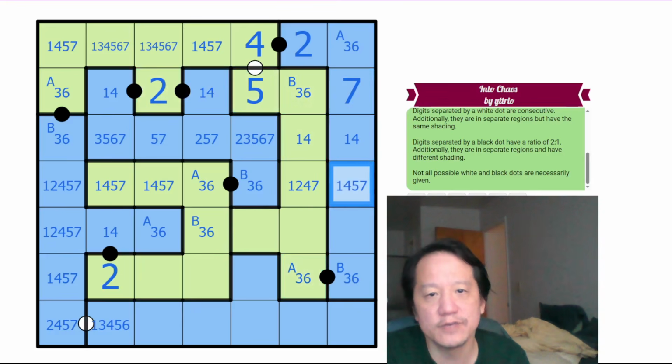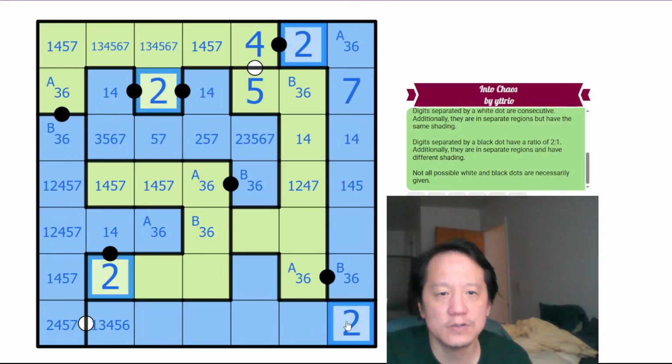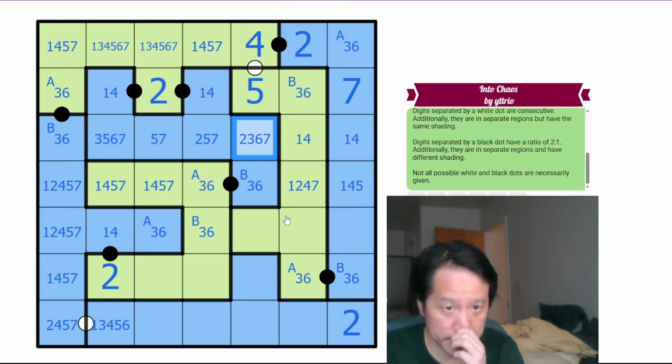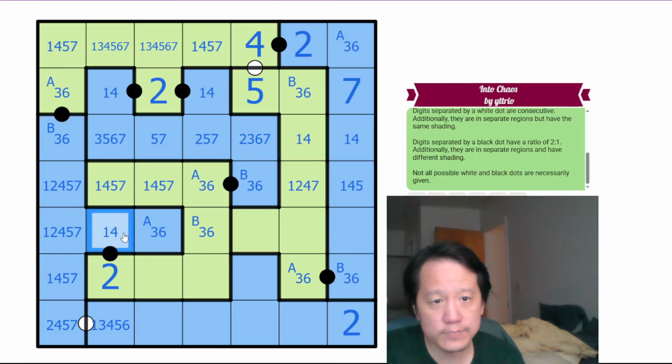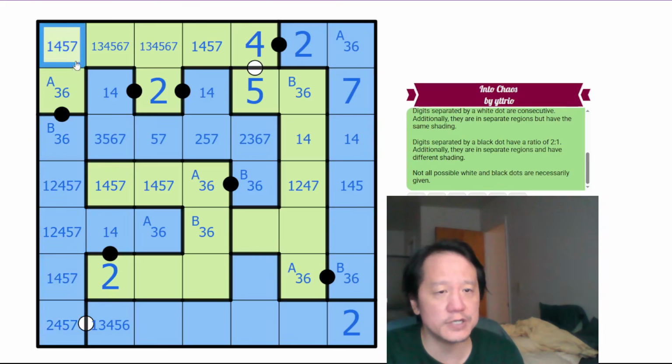Seven eliminates 7 from here. Where's the 2 in column 7? It has to be here. 5 eliminates 5 here. This is 1 or 4. This 1 or 4 cannot appear in the rest of this region. So where is it in column 1? It has to be here. So we'll mark this as C. That must be that one.